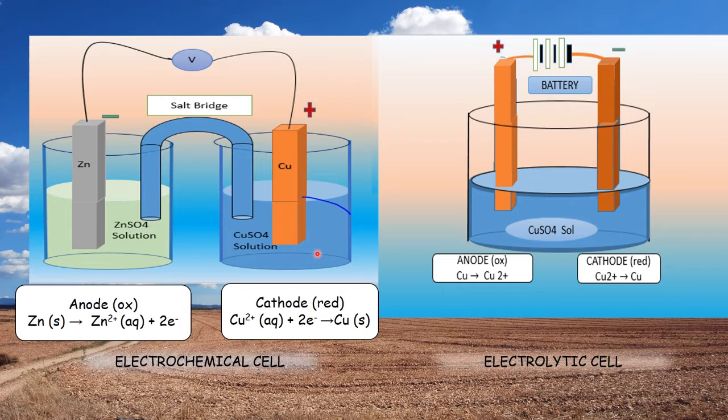If you look at the polarity, in the case of the electrochemical cell, you will see that the anode is negatively charged and the cathode is positively charged. Whereas in the electrolytic cell, the opposite is the case. The anode is positively charged and cathode is negatively charged. And you can also see that in both electrochemical cell and electrolytic cell, at anode, oxidation takes place and at cathode, reduction takes place.